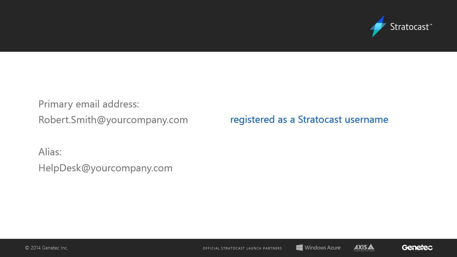Please note that any email aliases cannot be used if the source email is already registered as a Stratocast username. For example, let's say we have an email address of robert.smith@yourcompany.com registered to an account as a Stratocast username. If Robert has an alias of helpdesk@yourcompany.com set up, he would not be able to use that alias in Stratocast, since the original email address has already been used and activated.